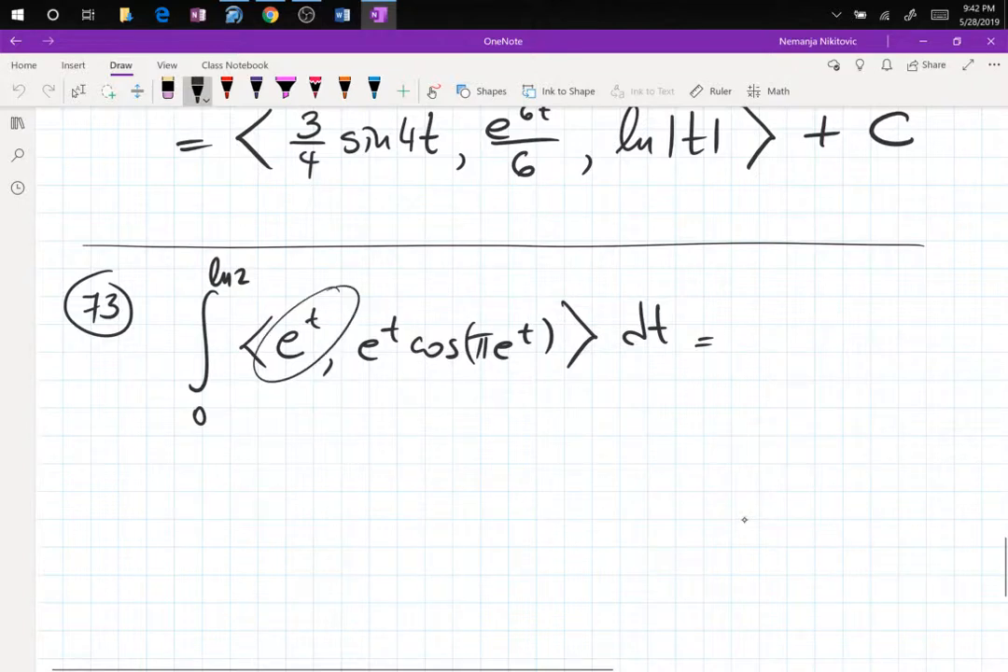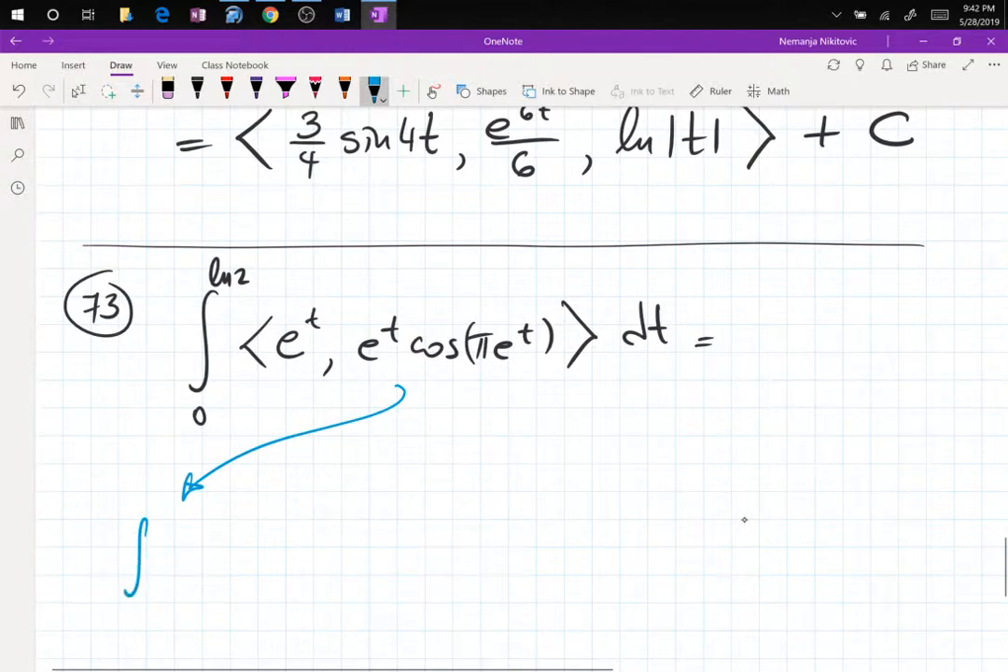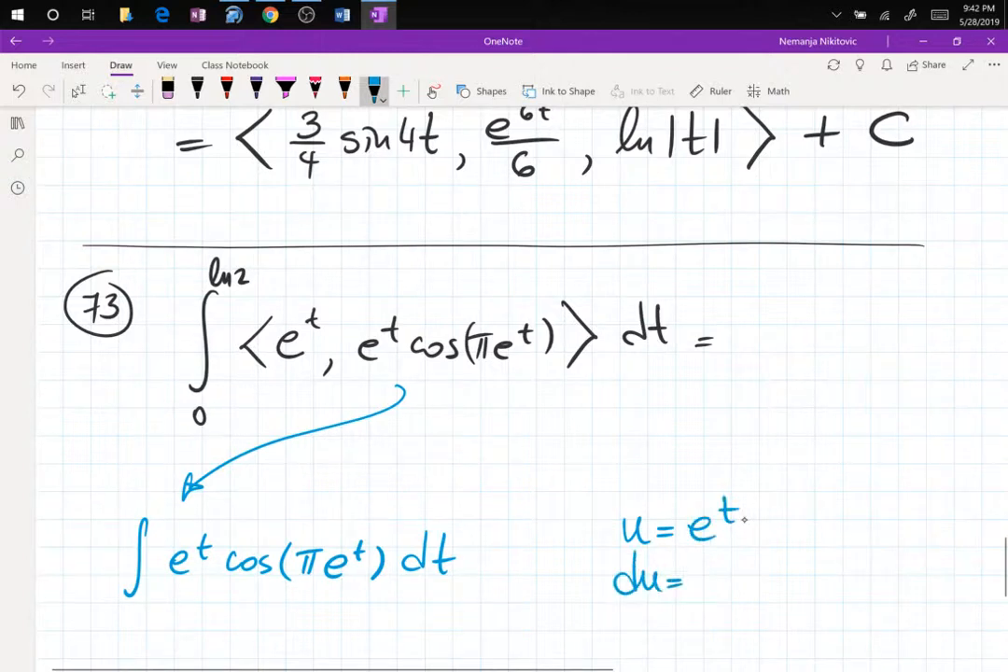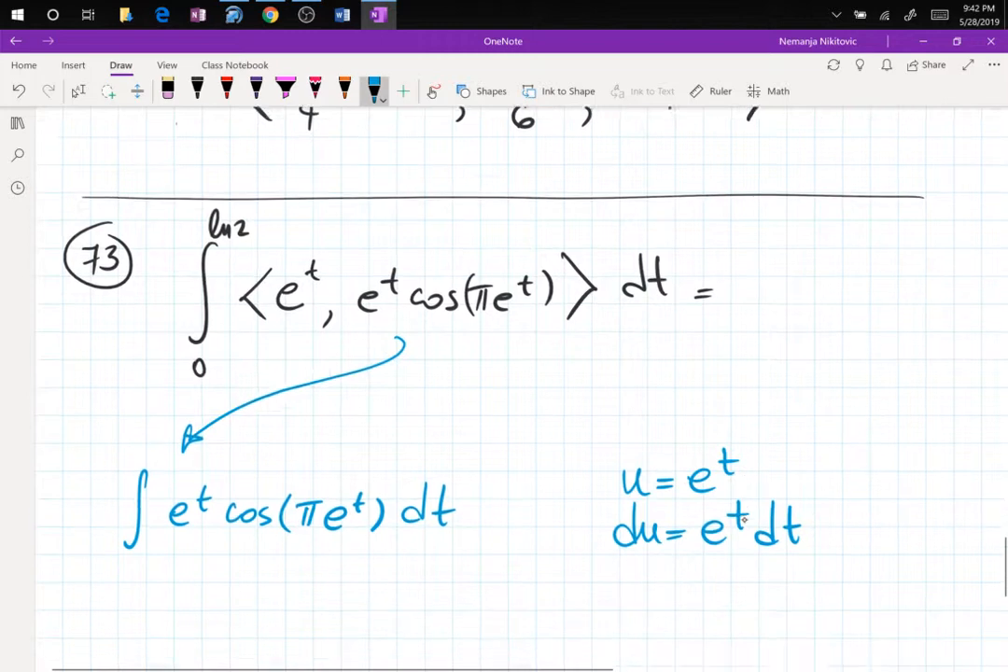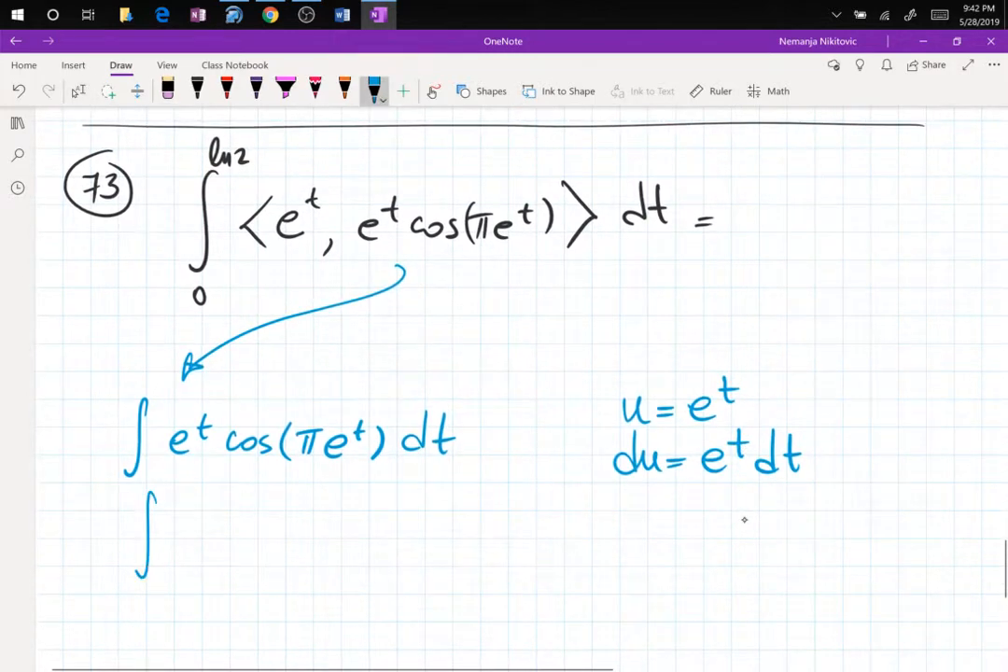So clearly, the integral of e to the t is e to the t. It's the second one that is annoying. So let's do blue. The integral of e to the t cosine pi e to the t dt. What should we do? We can make a u substitution, u equals e to the t. Then du is e to the t dt. When we plug in, we get u cosine pi u du.